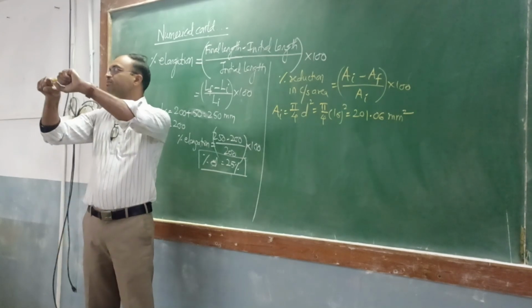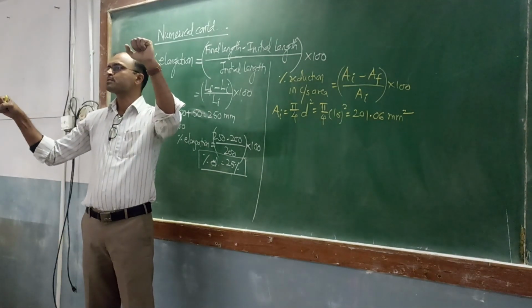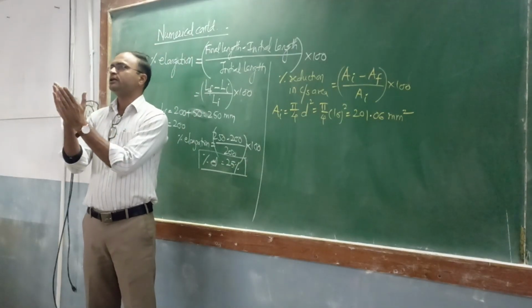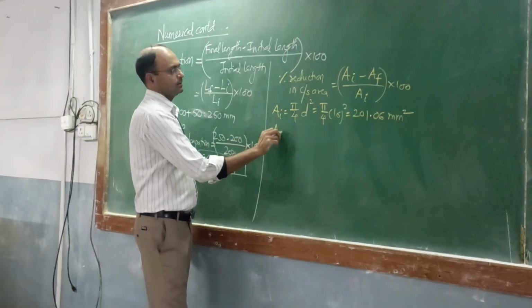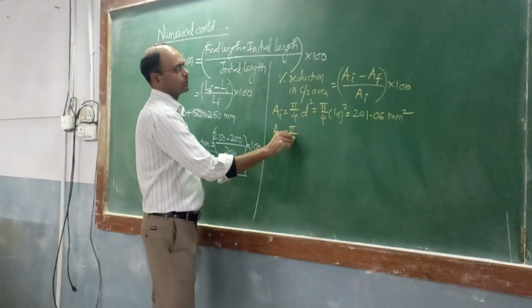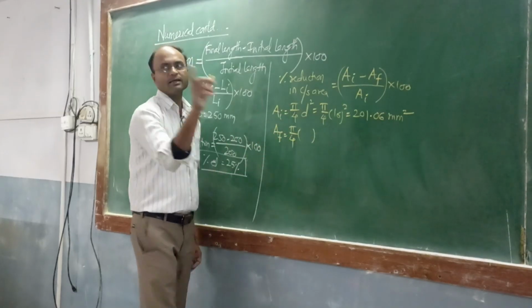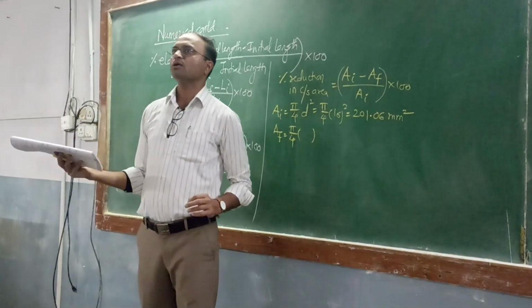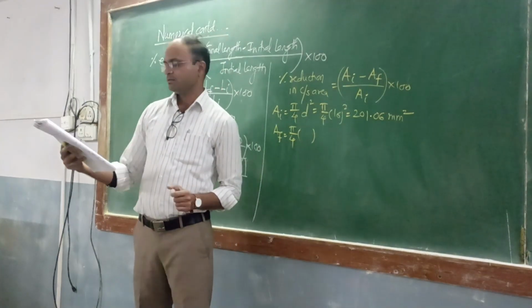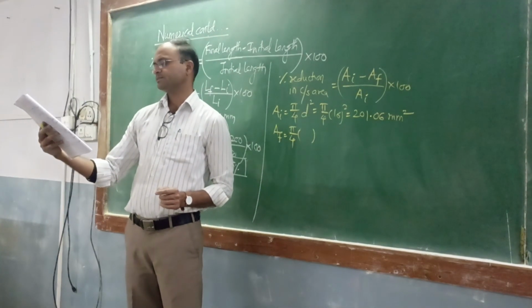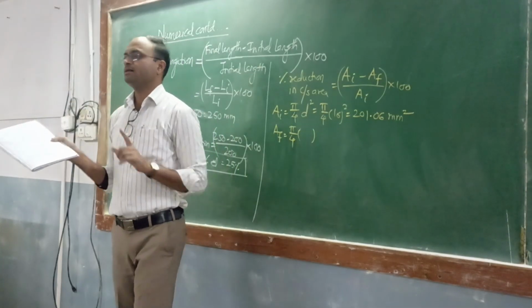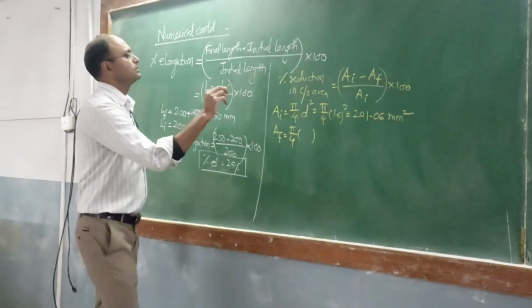Now finally, what happens when the material fractures? Length increases but area goes on decreasing. So final area is equal to pi by 4. Now which diameter will you take? Is the final diameter given somewhere in the statement? Just check. I want the answer to this question from you. Which diameter have you taken? Diameter at neck. Neck means after elongation.